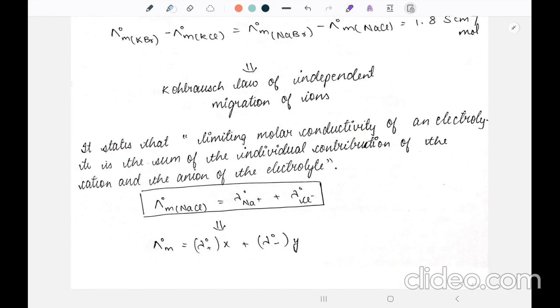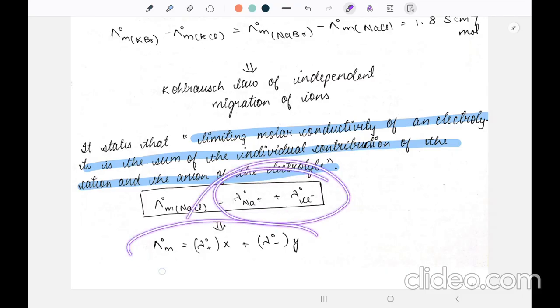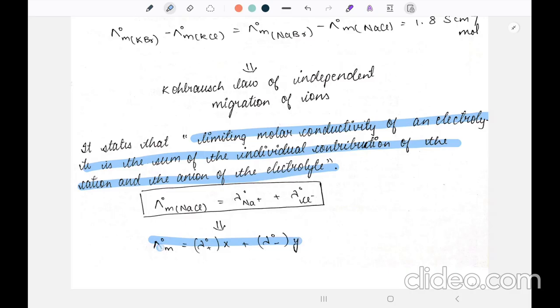This states that the limiting molar conductivity of an electrolyte is the sum of the individual contributions of the cation and anion of the electrolyte. We can represent it as follows. That is, the limiting molar conductivity of NaCl is the combination of Na+ and Cl-. These both individual contributions can be represented with a general formula as follows.